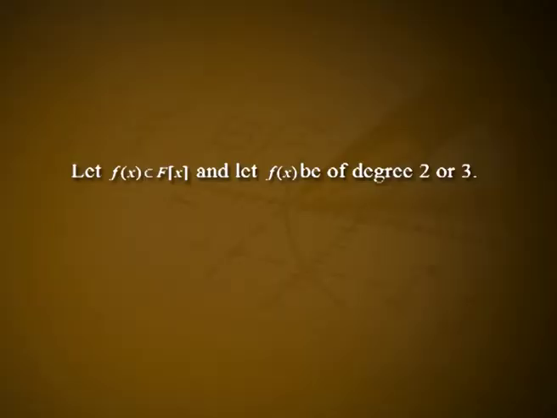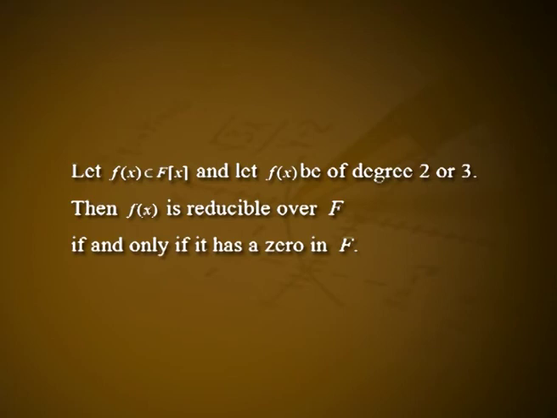Remark. The test used in the above example for irreducibility by finding zeros works nicely for quadratic and cubic polynomials over a finite field with a small number of elements. Theorem 3. Let f(x) belong to F[x] and let f(x) be of degree 2 or 3. Then f(x) is reducible over F if and only if it has a zero in F.